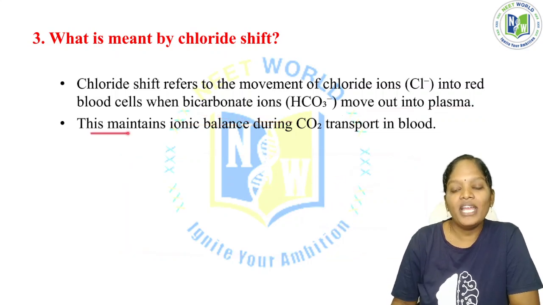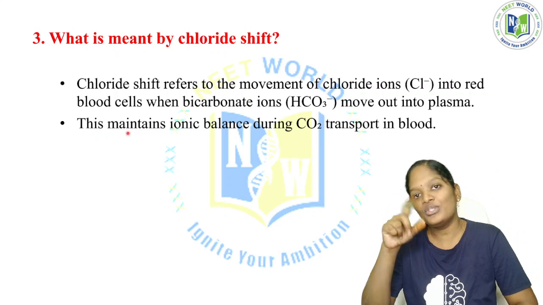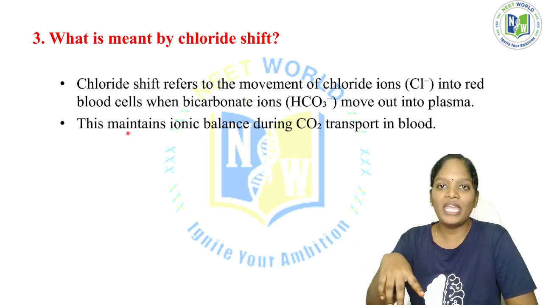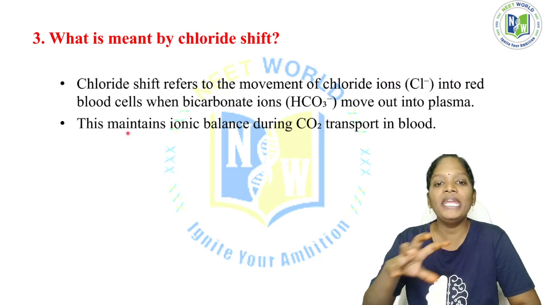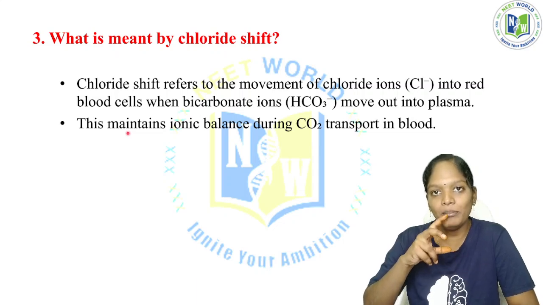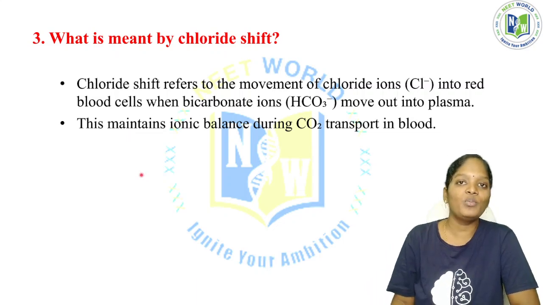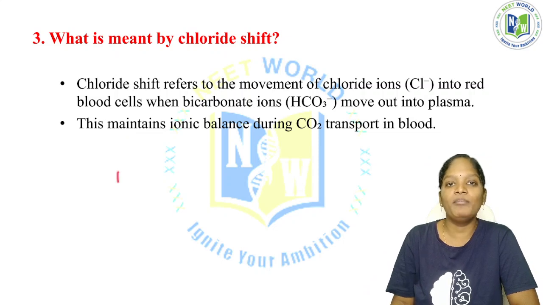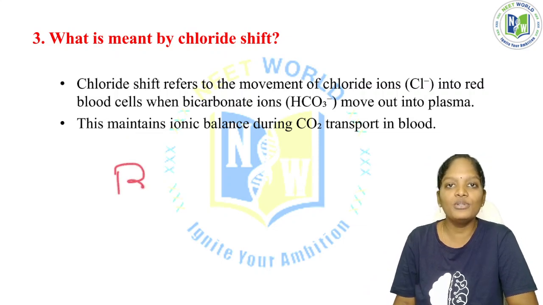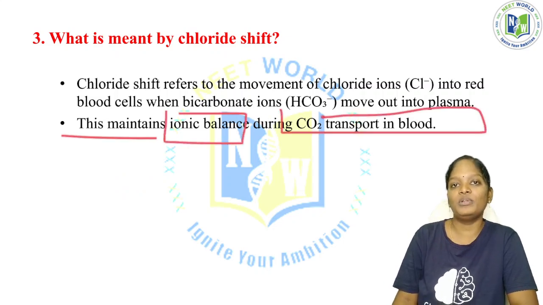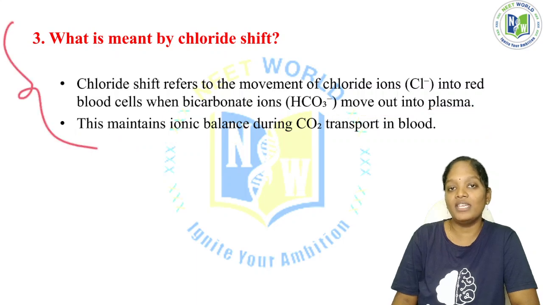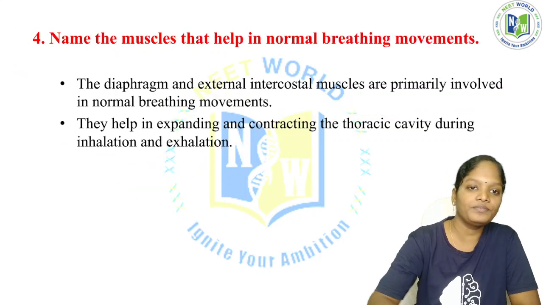Why does the bicarbonate have to come out and the chloride have to go in? To maintain the buffer, to maintain the pH. That is why the pH of the blood is slightly basic, nearly neutral. So this maintains the ionic balance during carbon dioxide transport in the blood. This is very important.